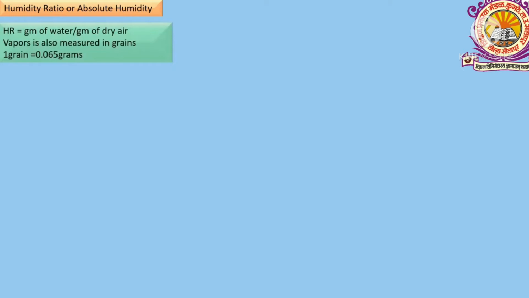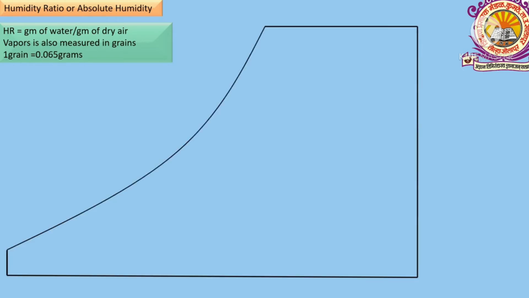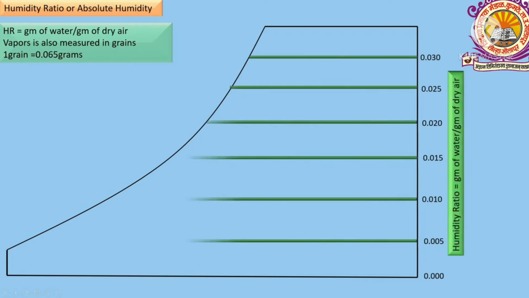Now we move to the next property, humidity ratio or absolute humidity. It is also called specific humidity. Its unit is gram per gram of dry air, or kg of water vapor per kg of dry air, which is plotted on the y-axis, increasing from the origin with the amount of water vapor contained in the air. These horizontal lines represent the constant specific humidity lines on the psychrometric chart.